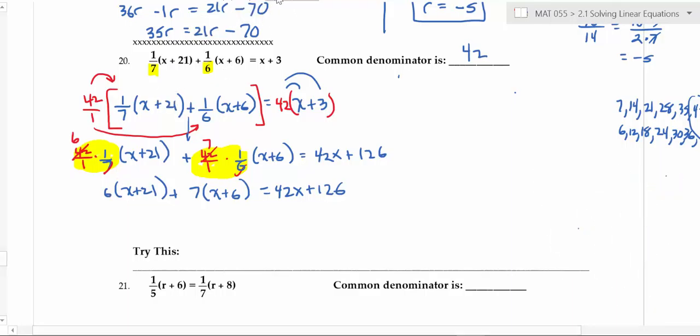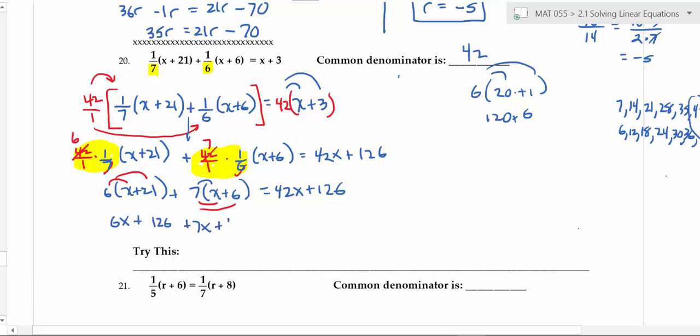All right, now we're ready to do a distributive property. We're going to do that and that, this and this. So we get 6x, and let's see, 21 times 6. Let me show you how I do this in my head. I do 6 times 20 plus 1. That's 120, that's 6, that's 126. Okay, 7 times x is 7x. 7 times 6 is 42. That's equal to 42x plus 126.